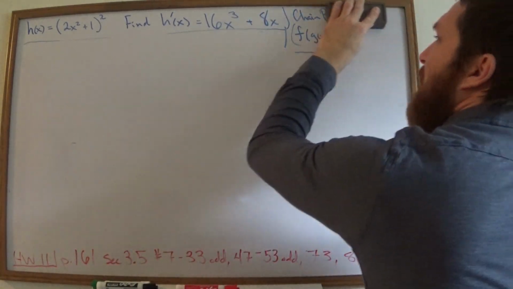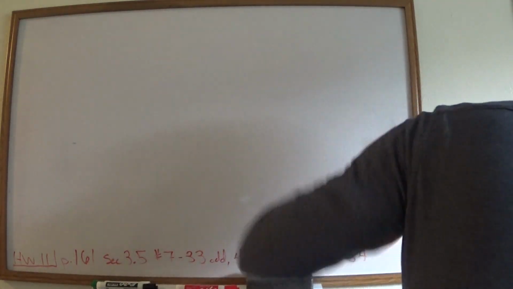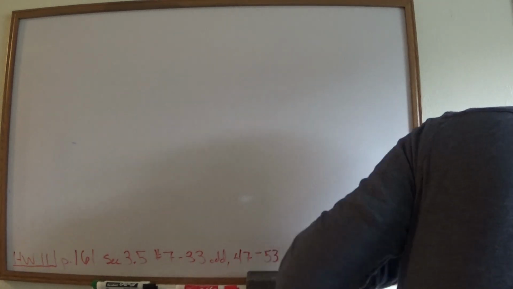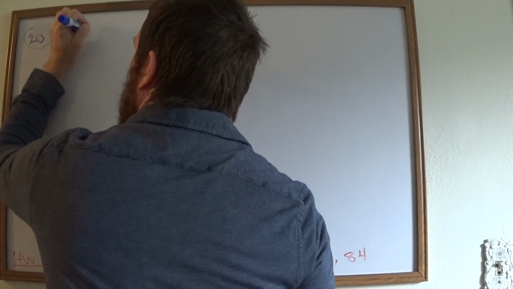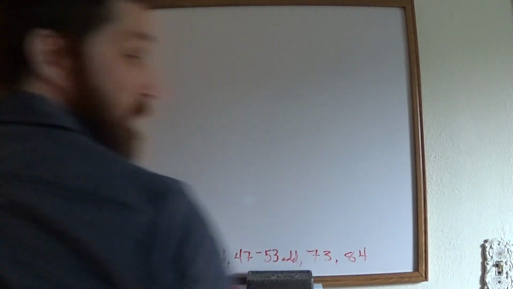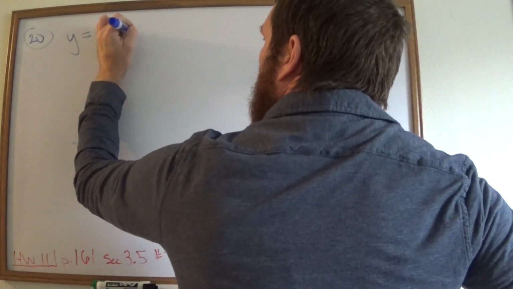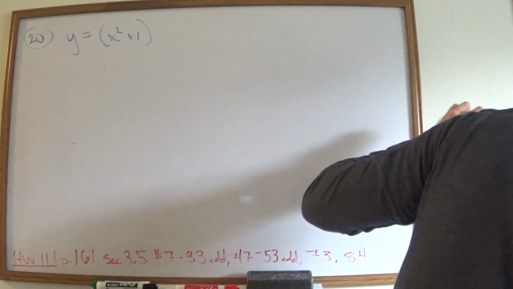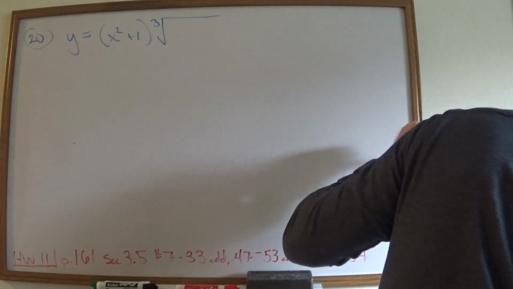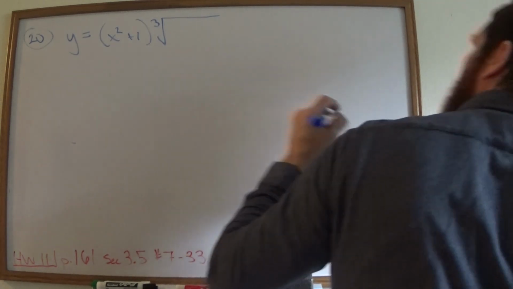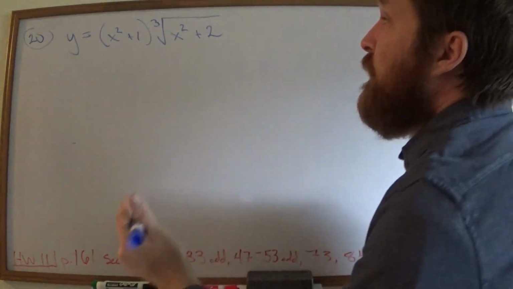It's not just a composition that you want to take a derivative of. Here's an example. Number 20. Y equals x squared plus 1 times the third root of x squared plus 2. And we want to take the derivative.